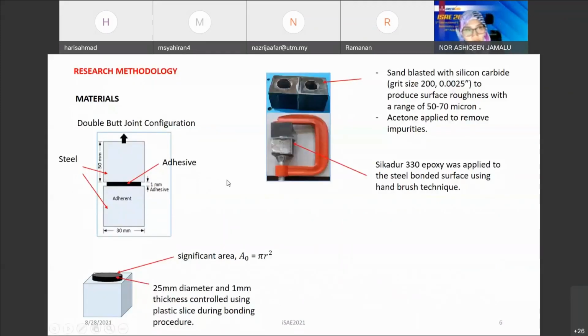Research methodology. The material is steel, big, 30 by 30 size. We have adhesive of 1 mm. The control uses a plastic slice of 1 mm. The area of the adhesive is 5 mm in diameter. This is the sample after preparation.